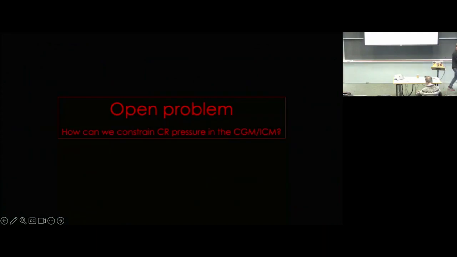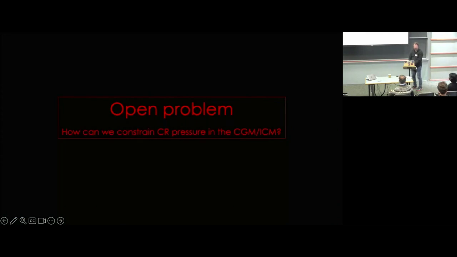How about this one? Can we constrain cosmic ray pressure in the CGM and ICM? And I'm going to show the plot that we've already seen in a second. So first of all, this is very closely related to what we were talking about a second ago, the gamma ray emission. So what do observations and simulations tell us?